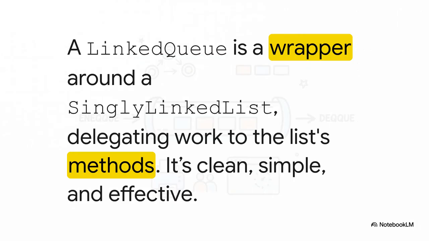And just look at this Java code snippet. This says it all. The linked queue class isn't doing any of the heavy lifting with nodes and pointers. Nope. It's just acting as an adapter. It has a singly linked list inside it, and when you call a queue method like enqueue, it just turns around and delegates that call to the appropriate list method, in this case add last. It's a really clean and elegant way to build things.